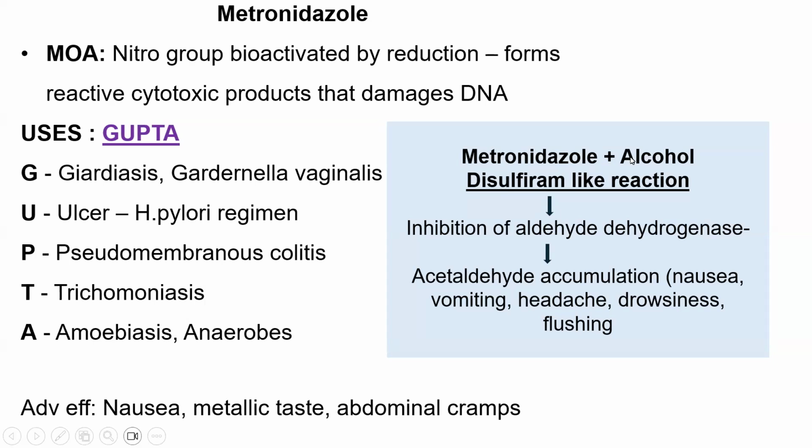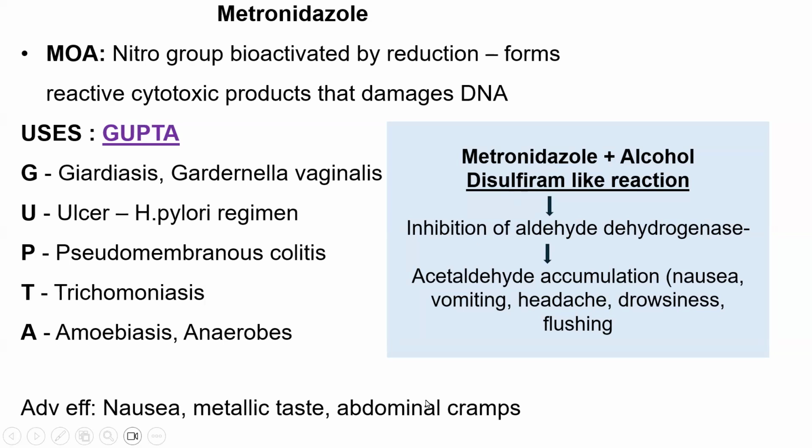And one important drug interaction for metronidazole is with alcohol. That is called disulfiram-like reaction. So disulfiram mainly acts by inhibiting aldehyde dehydrogenase. So whenever you give metronidazole with alcohol, it acts like disulfiram and inhibits the aldehyde dehydrogenase. So there will be accumulation of acetaldehyde, leads to symptoms like nausea, vomiting, headache, drowsiness, and flushing. So this is called disulfiram-like reaction. So metronidazole with alcohol, drug interaction is disulfiram-like reaction. Whenever you write metronidazole, you should write disulfiram-like reaction.